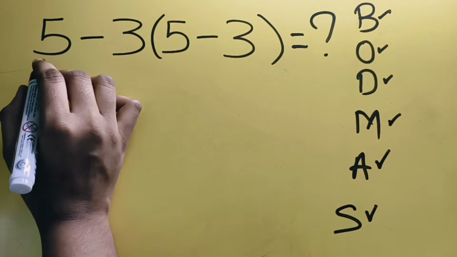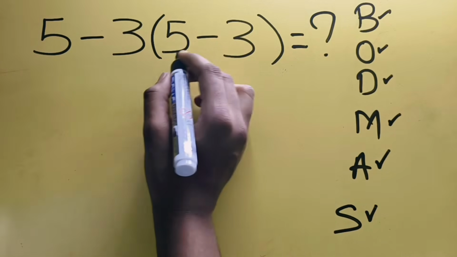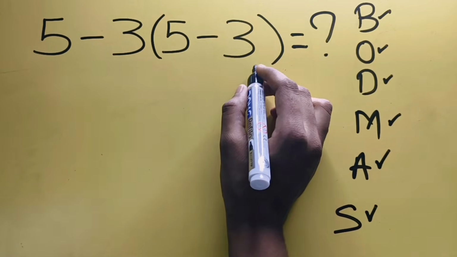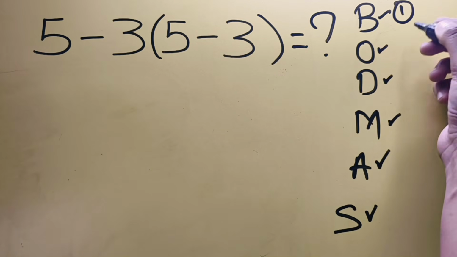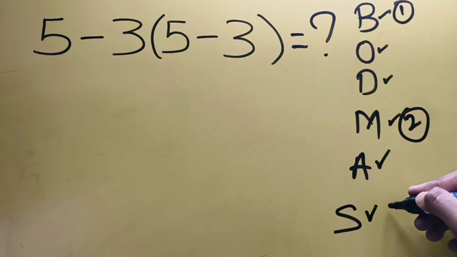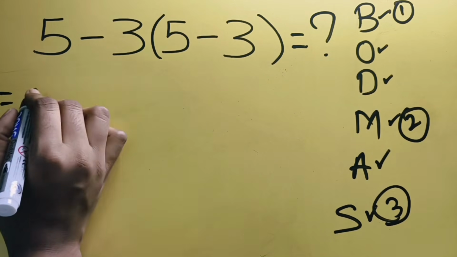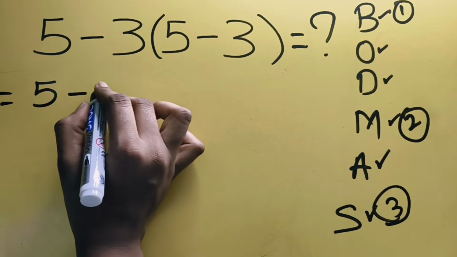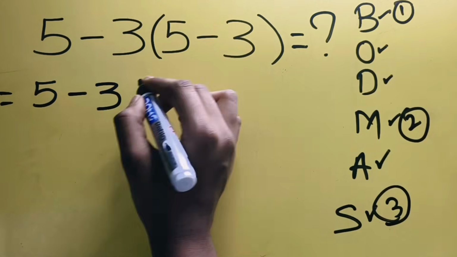Let us see the question. Here 5 minus 3 into the bracket of 5 minus 3. Here in this we have the bracket. So first we need to do the bracket, next multiplication, next we have the subtraction. Now right here, 5 minus 3, here we have the bracket. So first step is to do the bracket.